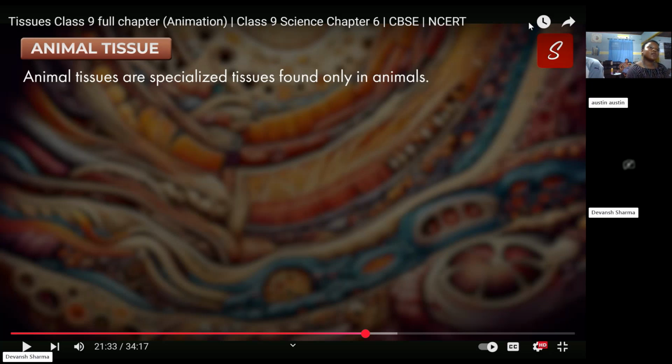Now, what makes the animal tissue specialized and different? See, animals also have a heart. For example, take a dog. A dog is also having a heart. We humans also have a heart. But the tissues and cells of the dog heart are different from the tissues and cells of the human heart. This is what this line means: animal tissues are specialized tissues and found only in animals. Good.